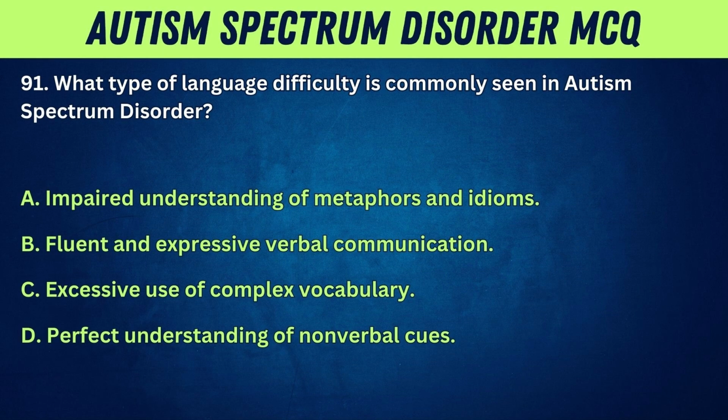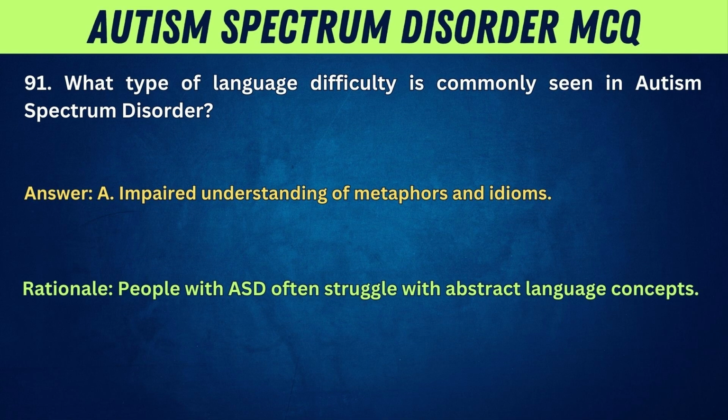91. What type of language difficulty is commonly seen in autism spectrum disorder? A. Impaired understanding of metaphors and idioms. B. Fluent and expressive verbal communication. C. Excessive use of complex vocabulary. D. Perfect understanding of nonverbal cues. Answer: A. Impaired understanding of metaphors and idioms. Rationale: people with ASD often struggle with abstract language concepts.